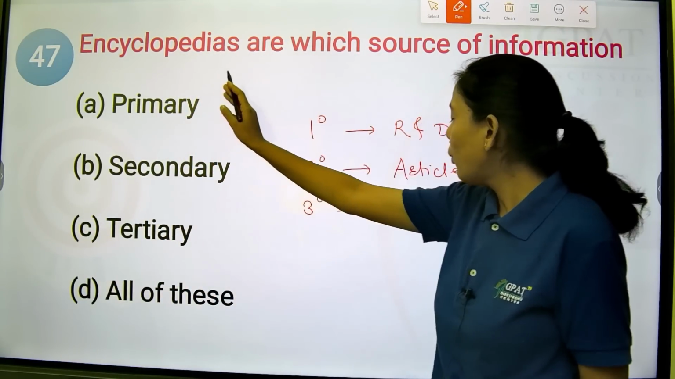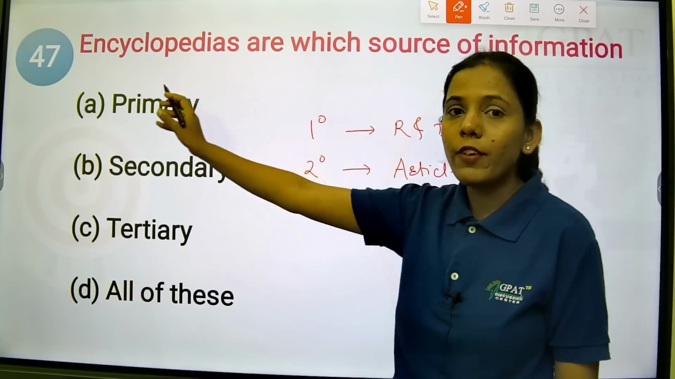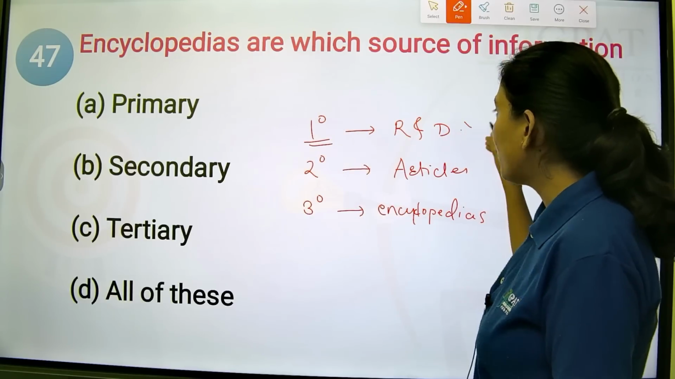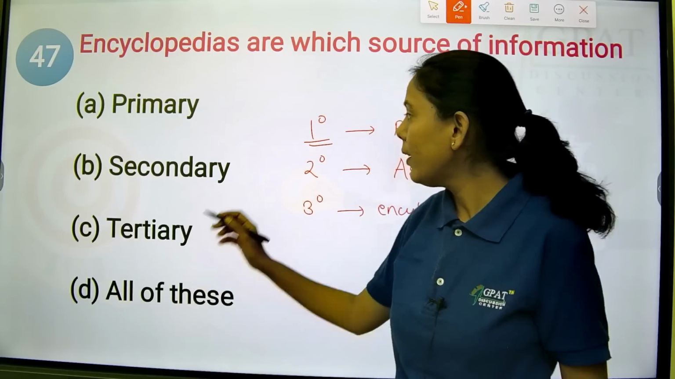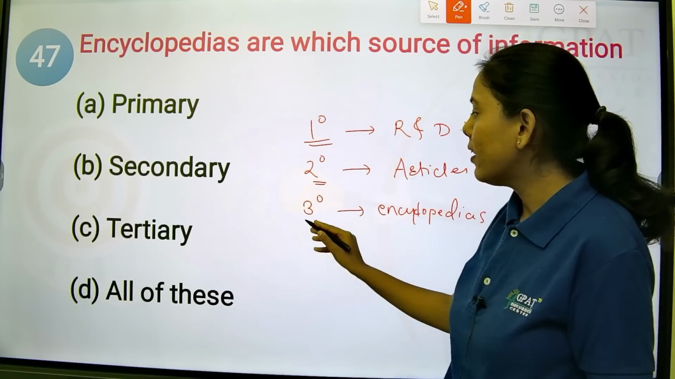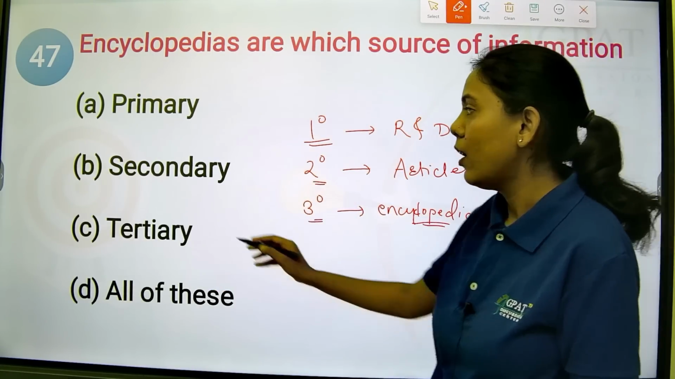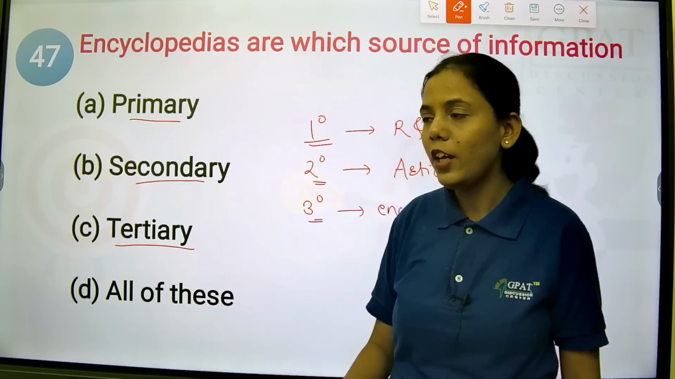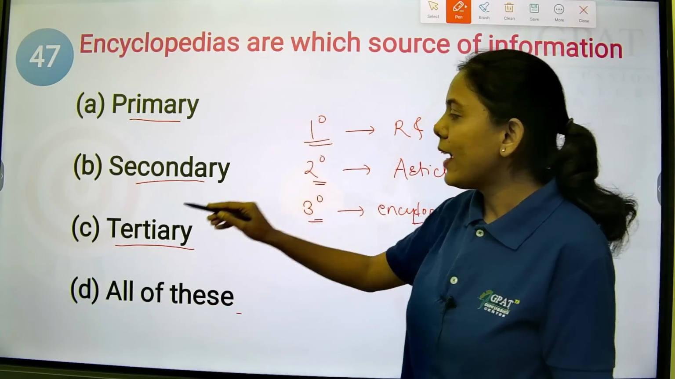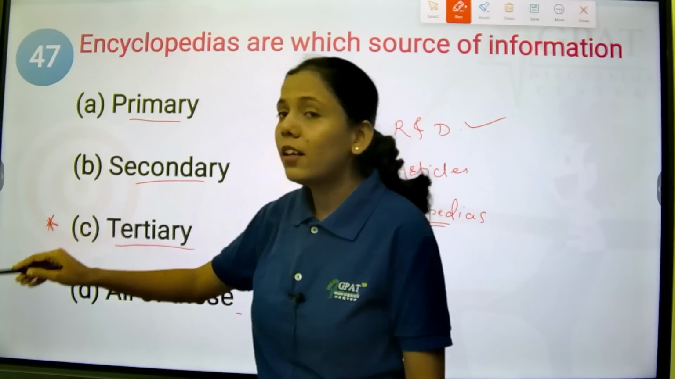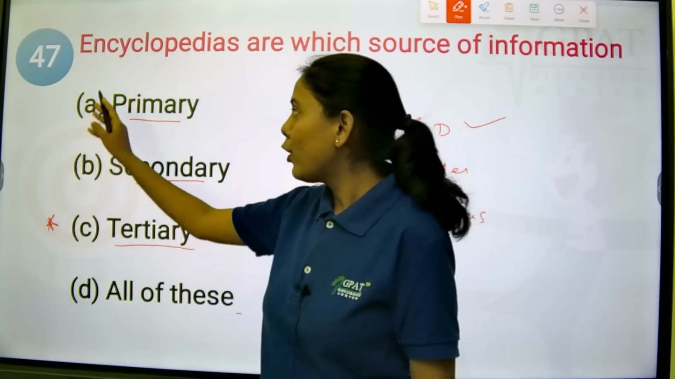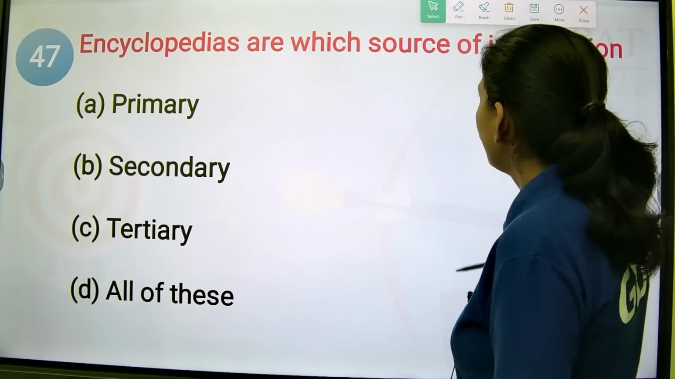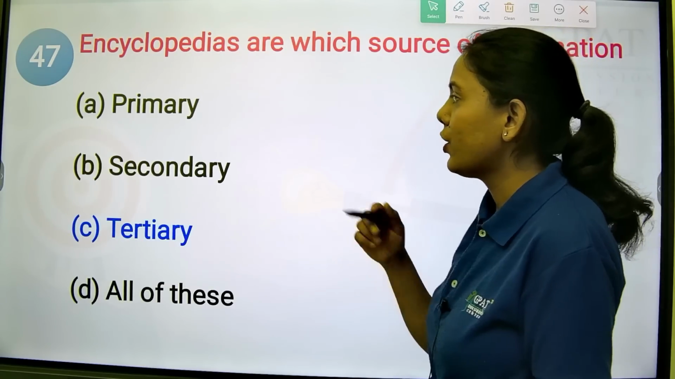Now let's see encyclopedia. They have asked it is a source of which type of information. So we know that primary information is generated from the research, secondary information is from the articles and tertiary is from the encyclopedia. So option A is primary, option B is secondary, option C is tertiary, or all of the above. Okay. So encyclopedia comes under the category of tertiary source of information. So tertiary is the right answer.